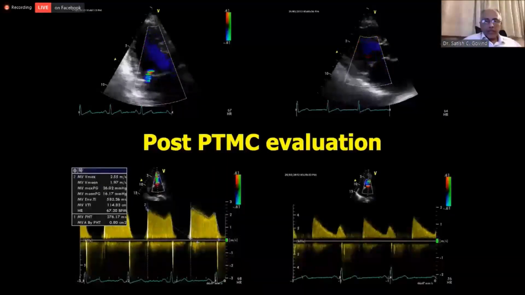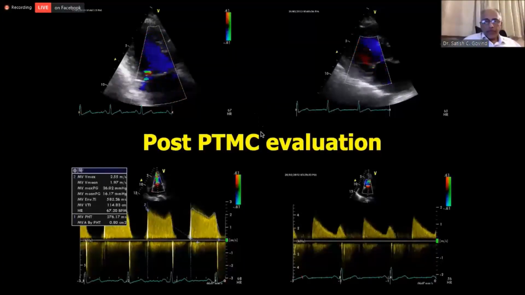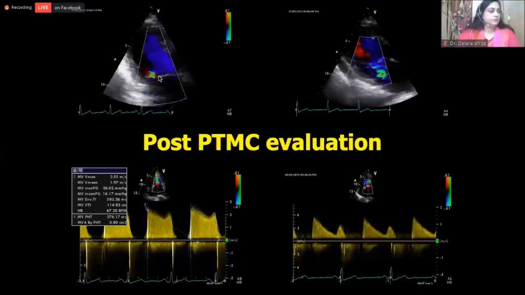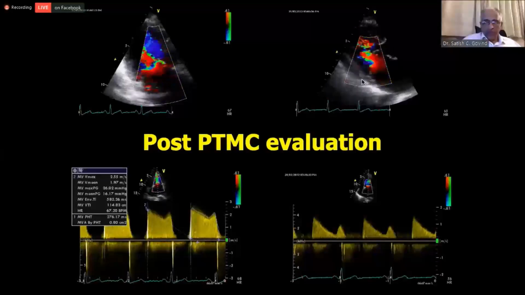As for interventions here, you can see that it is very important as far as mitral stenosis is concerned post PTMC. This is a scenario where it can tell us about complications, about success, and guide the interventionist. So this is where it is useful.